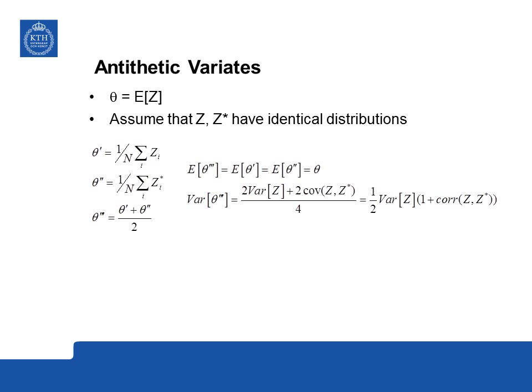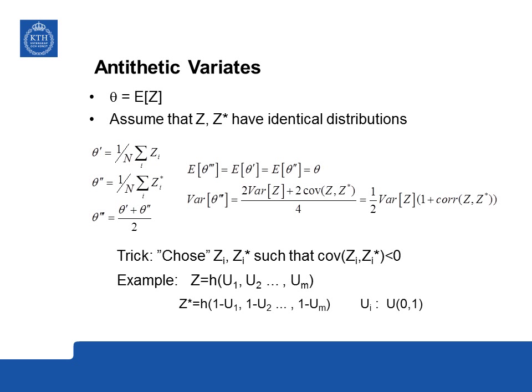And based on this formula we can now see an obvious trick here. If we can pick Z and Z star such that the covariance of Z and Z star is negative, we can see actually that the variance of theta 3 will be lower than the variance of Z. And so we can reduce the variance in this way.